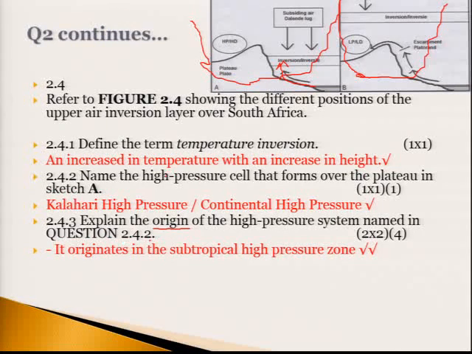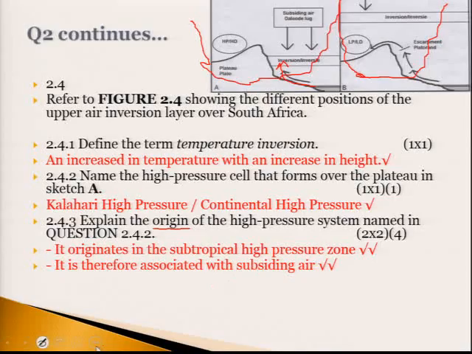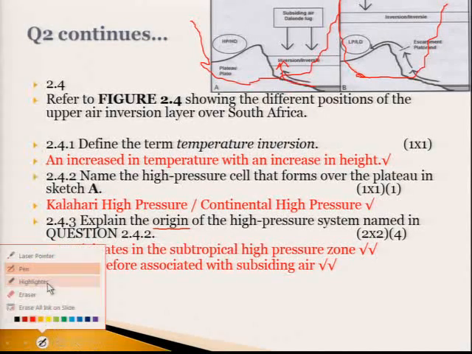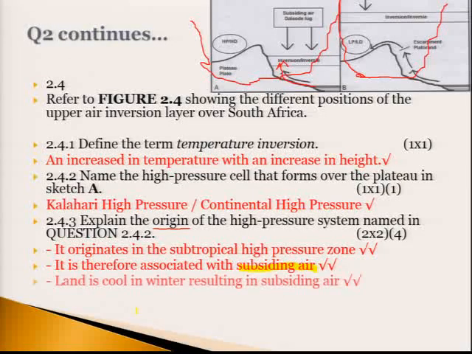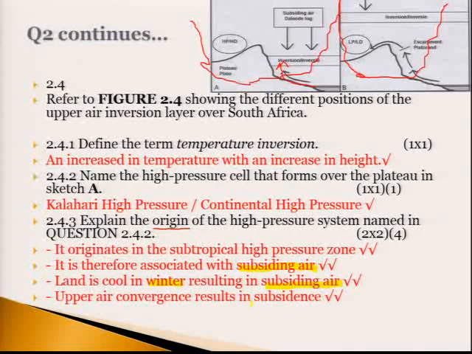So the Kalahari high pressure cell originates in the subtropics. It is therefore associated with subsiding or sinking air. Land is cool because the Kalahari high pressure cell, we find it in winter, resulting in more of the air sinking or subsiding downward. The upper air converges and results in the subsidence of air.